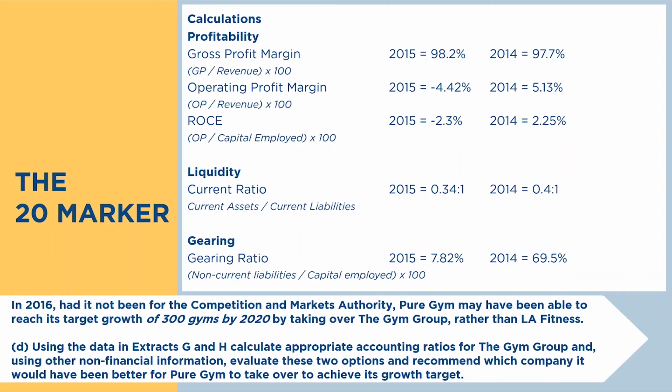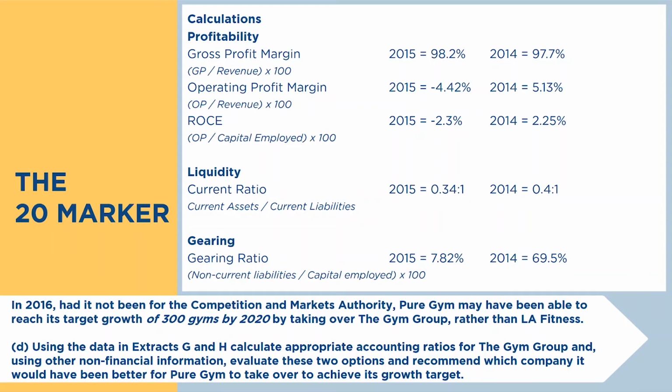You can calculate from this that the gross profit margin has increased by 0.5% from 97.7 to 98.2. You can see that the operating profit has dropped from 5.13% to minus 4.42%. That's because in 2015 the company makes an operating loss, which is obviously not a good sign off the bat. ROCE, 2014's was 2.25, 2015's was, again, obviously because they made a loss, going to be a negative as well, minus 2.3%. So there you can see that the gross profit margin figure is pretty good, but the operating profit and the ROCE figures have dropped significantly.